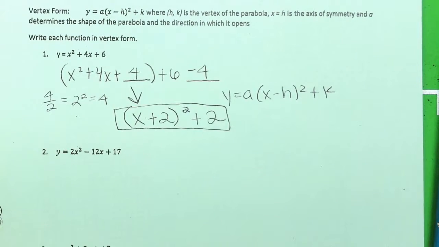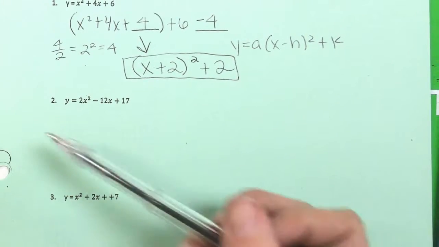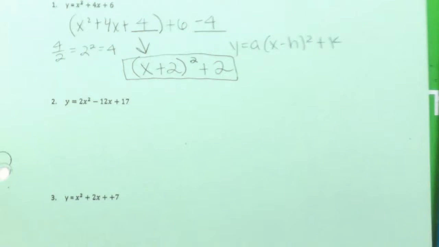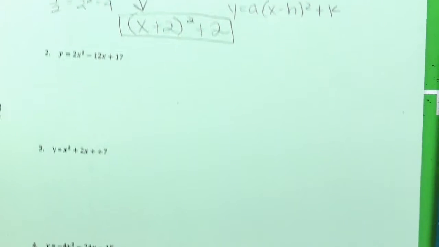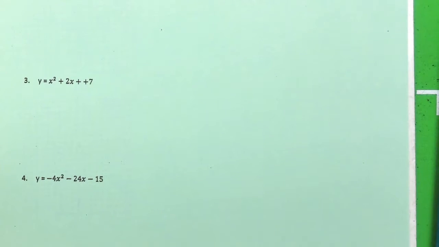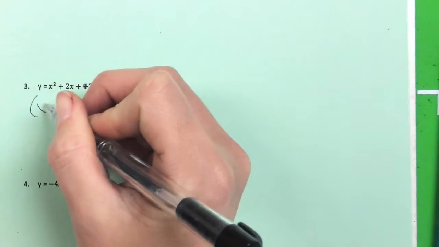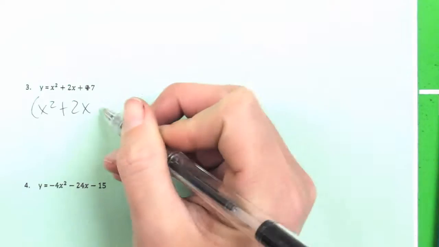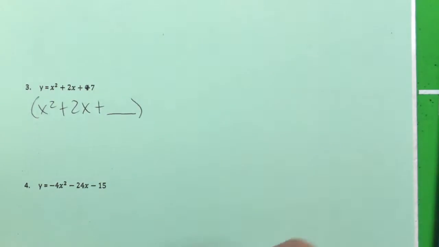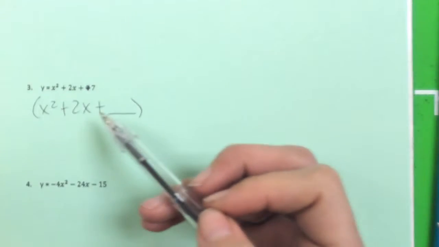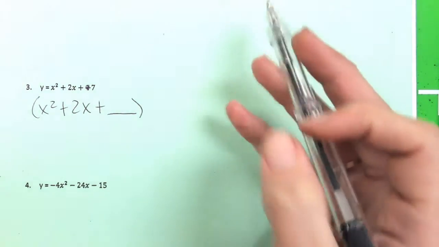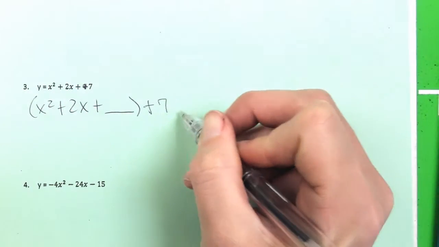Alright, I'm going to skip down to number 3 because it's very similar to number 1. It doesn't have a number out front. Okay, so for number 3, the first thing we'll have to do, sorry, it's not supposed to be 2 plus signs, is put x squared plus 2x. I'm going to put a plus blank. And on the outside of the parentheses, I don't have to change the sign, so I'll just put plus 7 and a blank.